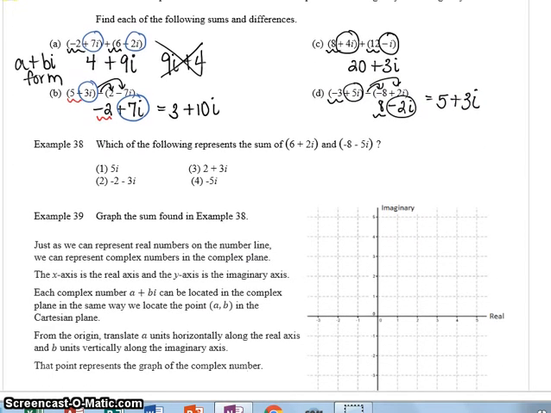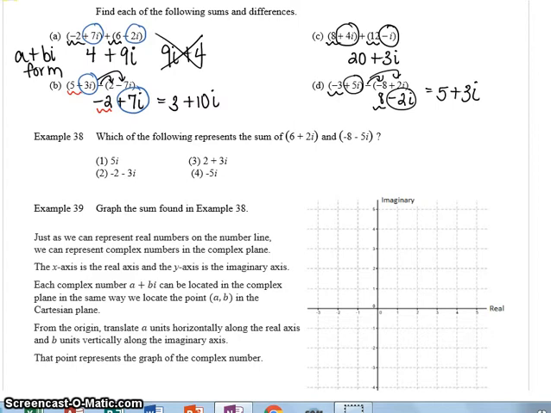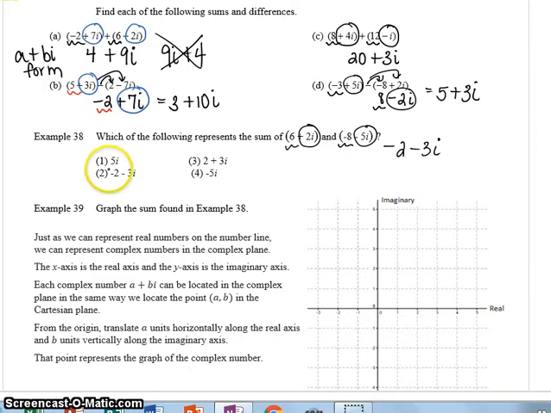Example 38. Which of the following represents the sum of 6 plus 2i and negative 8 minus 5i? 6 take away 8 would be negative 2. Positive 2i minus 5i would be negative 3i. So it's negative 2 minus 3i, which is choice 2.